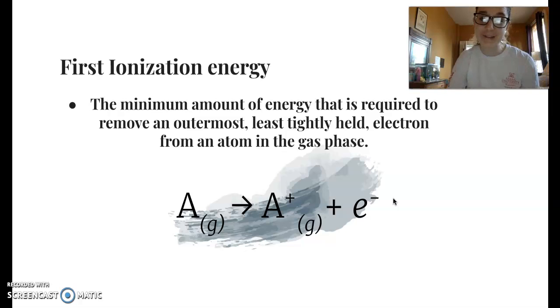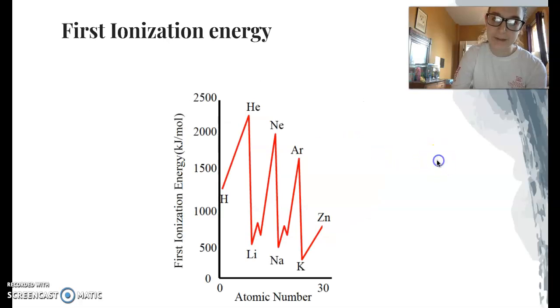Okay, so there's your definition: the minimum amount of energy that's required to remove an outermost, least tightly held electron from an atom in the gas phase. So yes, it does have to be in the gas phase. We can make elements into the gaseous phase easily to record ionization energy. So even if it's not naturally a gas at room temperature, we can always make it into a gas.